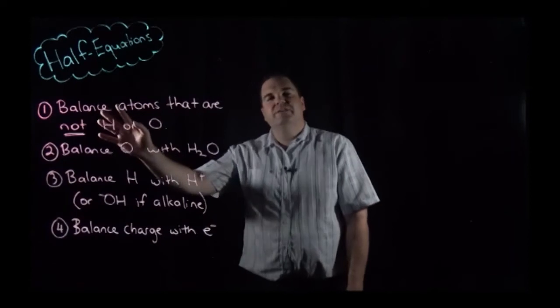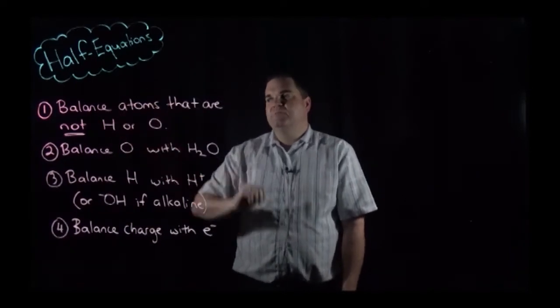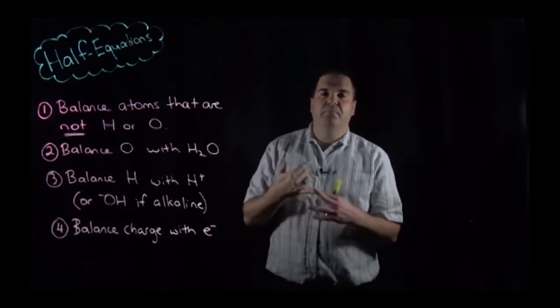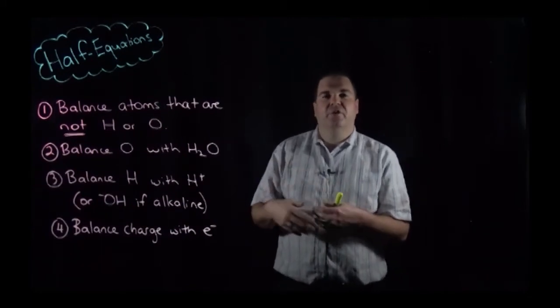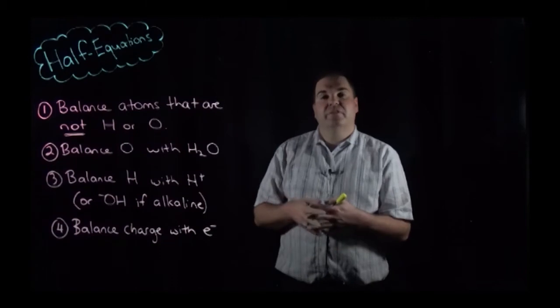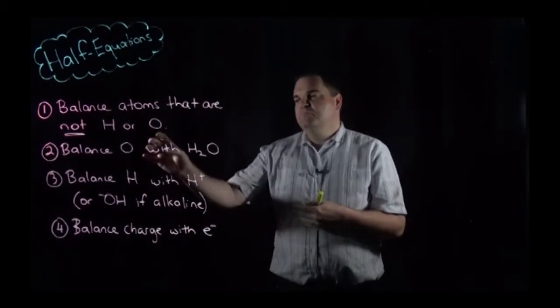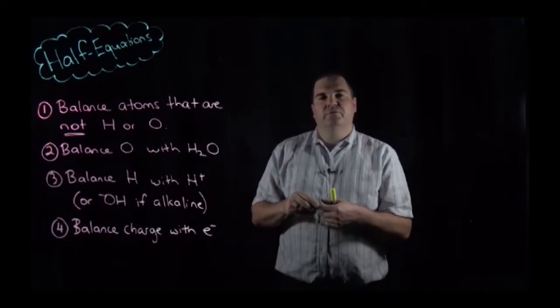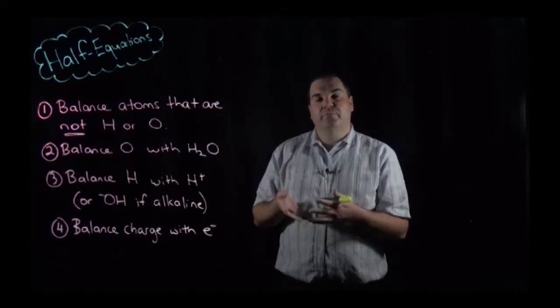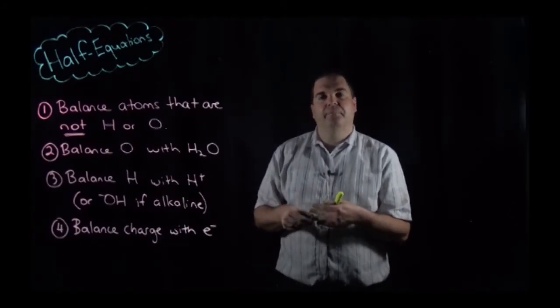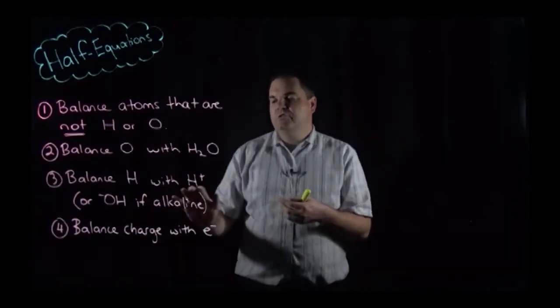The first one that you need to know is that you balance any atoms that are not hydrogen or oxygen. Generally in a half equation you only have one other thing. It might be a metal, it might be a carbon, it might be nitrogen, something like that. Just make sure that they are balanced exactly like you would a normal equation. Then what you do is balance your oxygens with water molecules. So work out how many oxygens you've got on both sides, which one you're missing more oxygen of, and add water in to balance that out. Then balance up your hydrogens with H+.